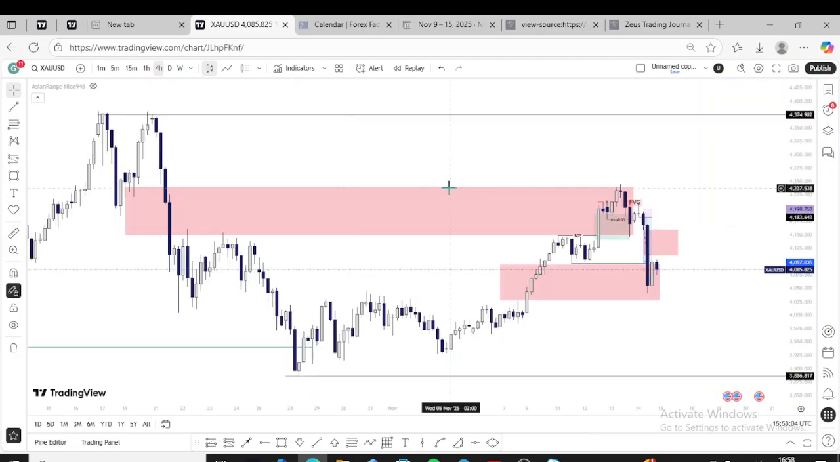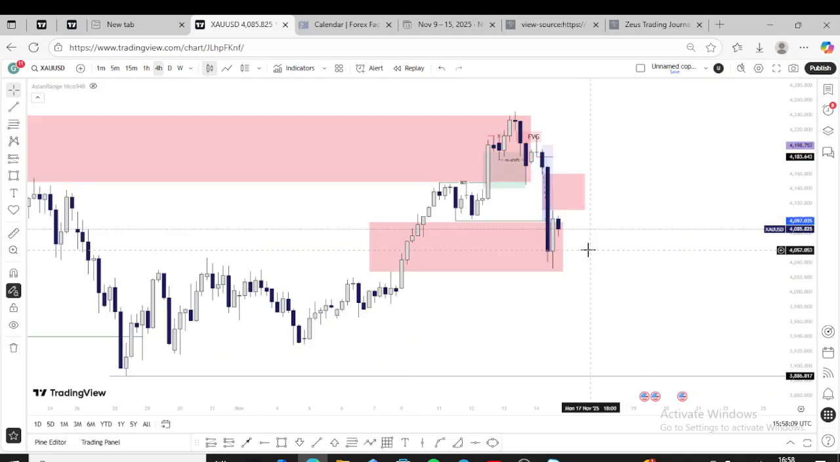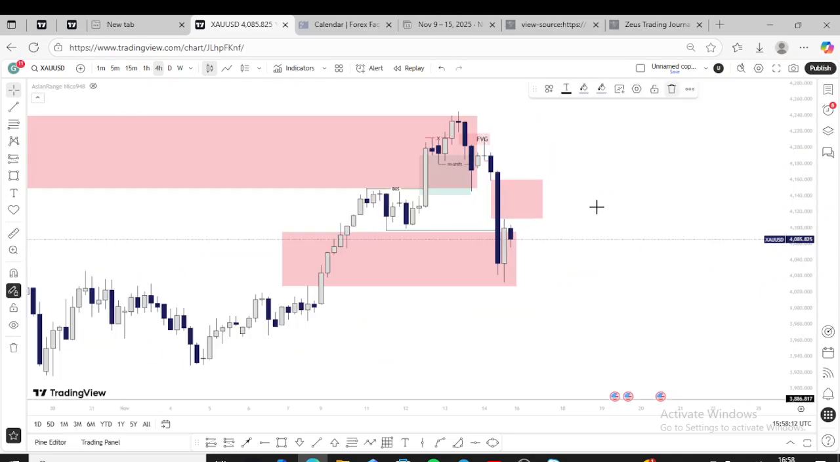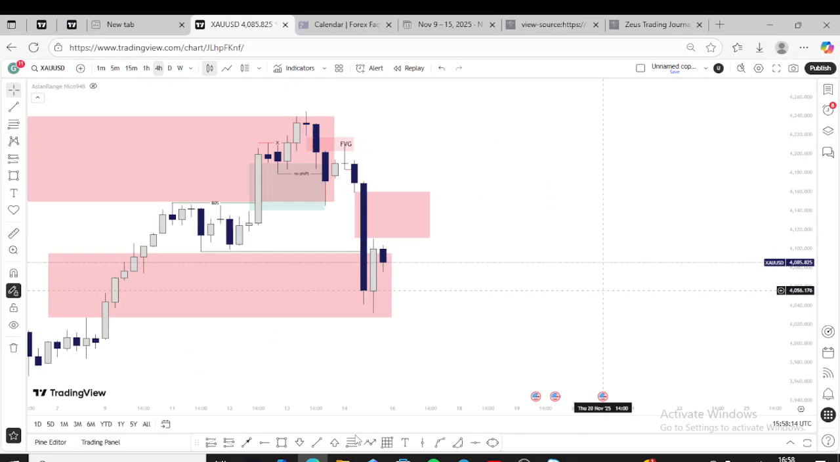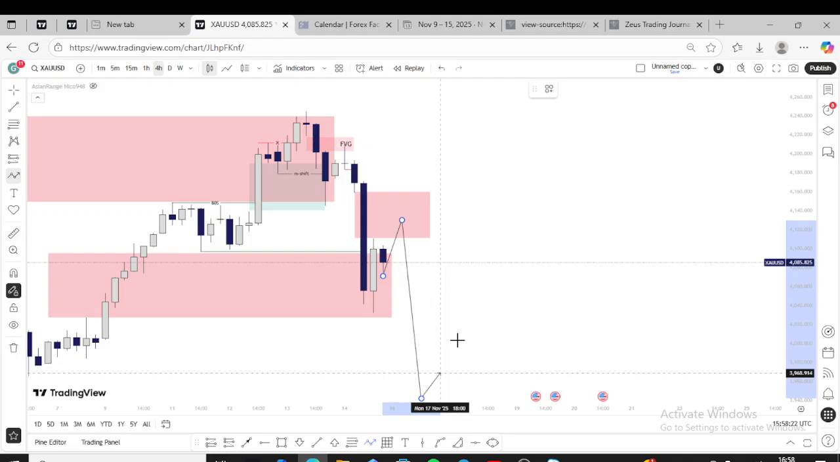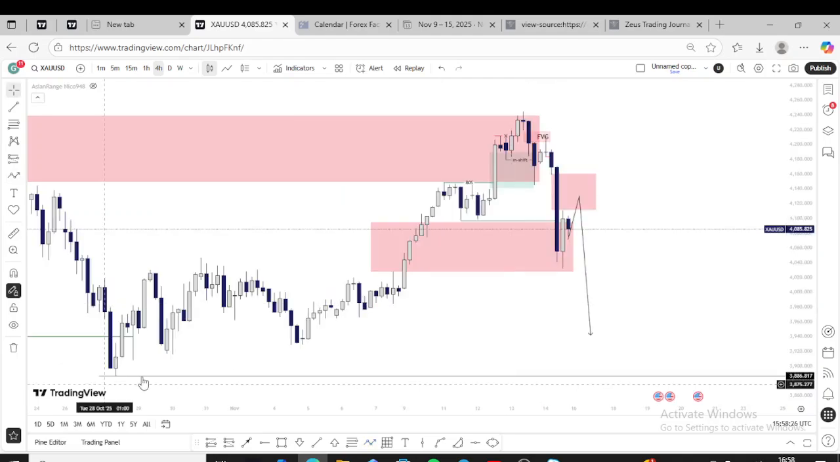So what I'm thinking for this week is that we might see the market fill this fair value gap, might see a rally into this zone, and then we might see a drop for the market to take out this low on the daily time frame, this point right here. So what do I see from that? I will do the same thing.